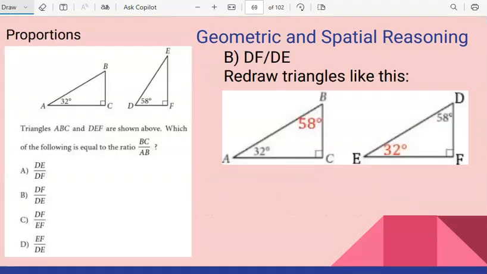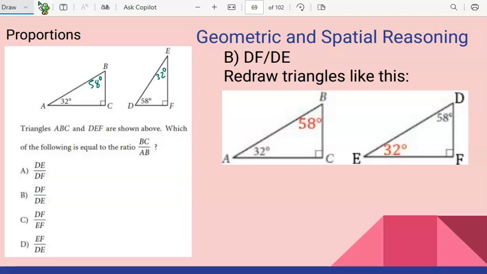Proportions. Triangles ABC and DEF are shown above. Which of the following is equal to the ratio BC over AB? Before you look at any of the answer choices, you want to redraw the triangles like this, so that the 32 degrees corresponds with the 32 degrees right here. So that means that A corresponds with E, B corresponds with D, and C corresponds with F.